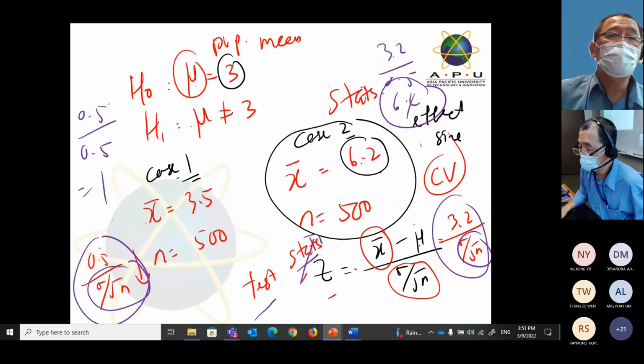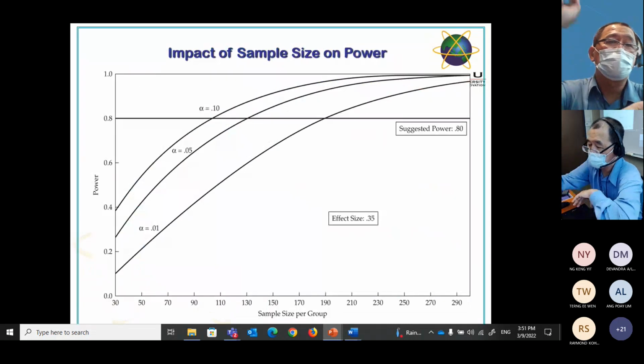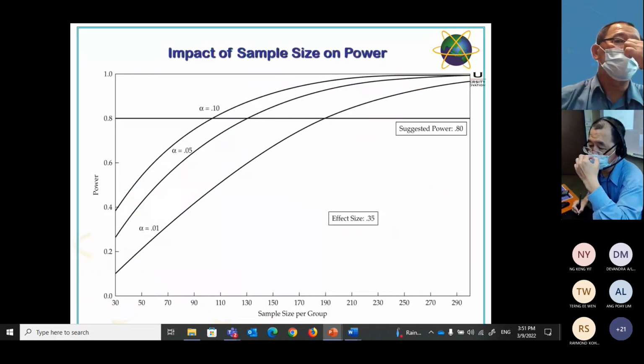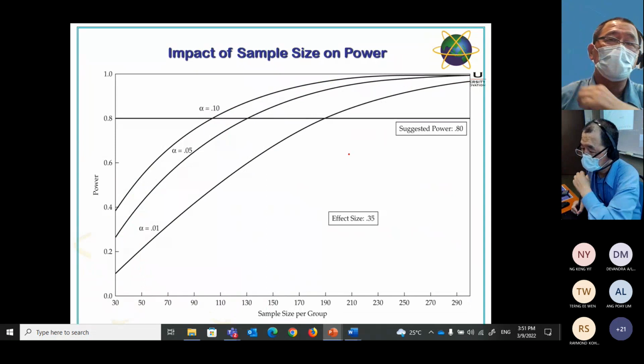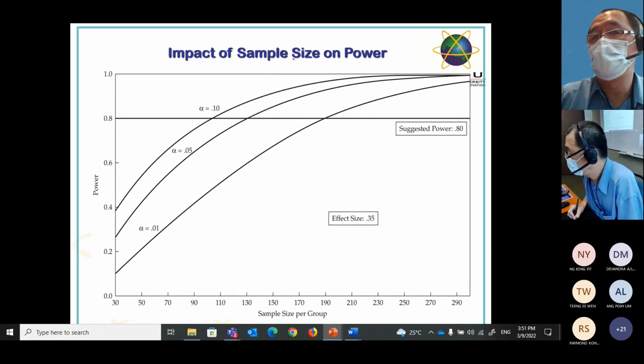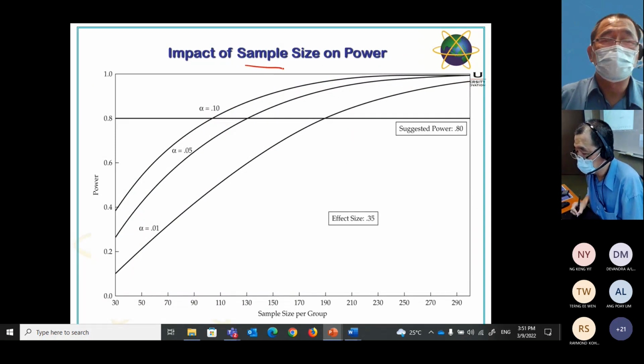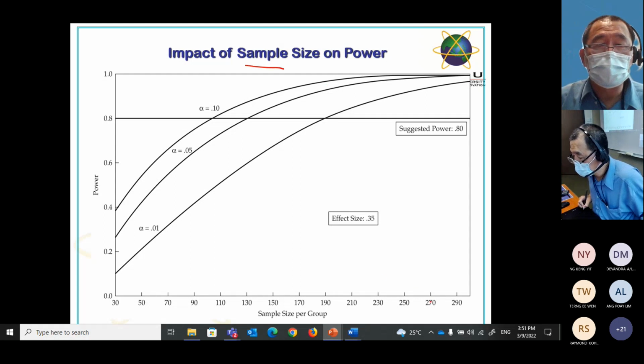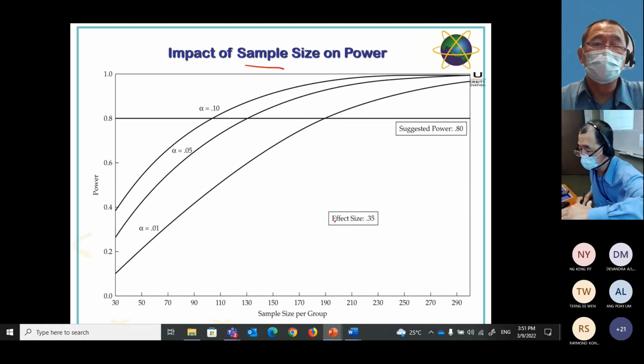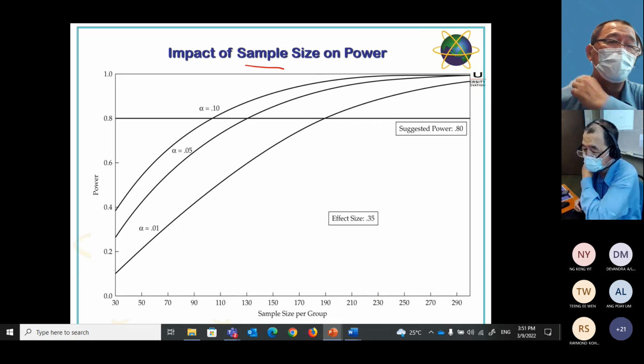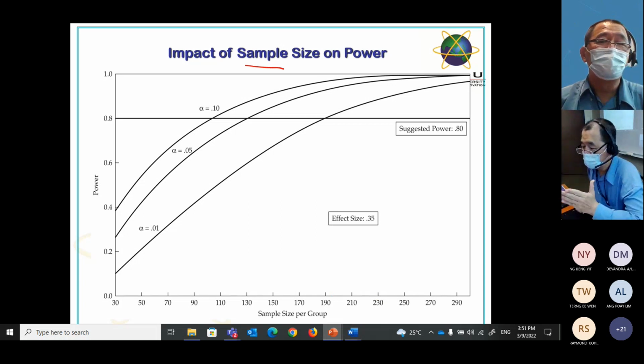So this is the diagram. Yes, correct. Here. Okay, so we see these are three factors that can affect what they call the power. The sample size, okay. You see, this is the sample size, the horizontal axis. So the vertical is the power.